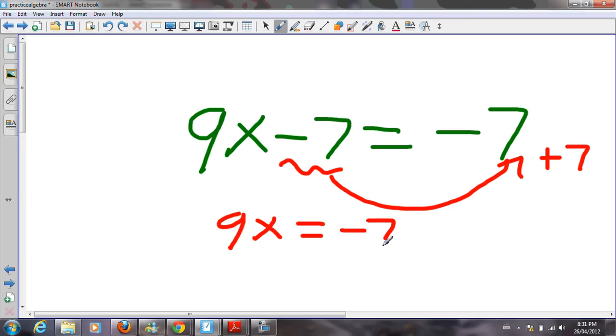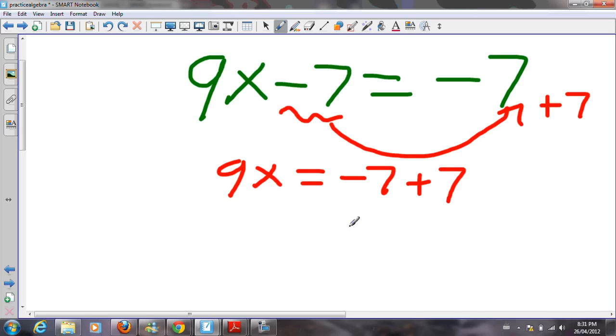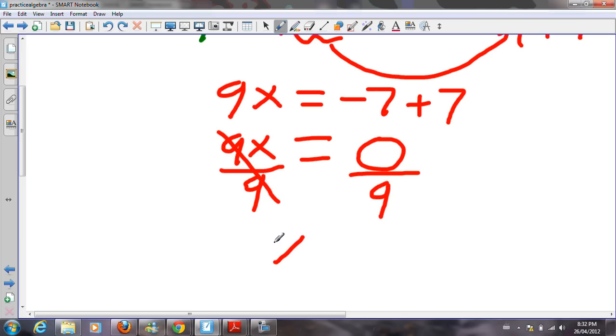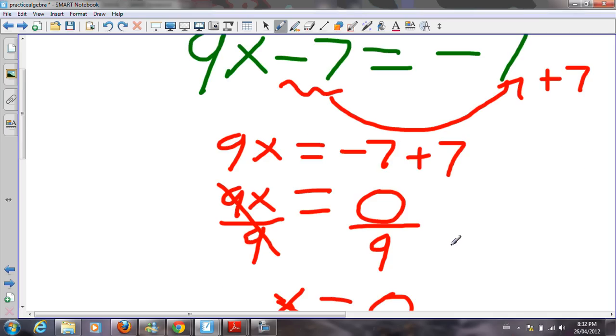equals negative 7 still there, and we've also brought over a plus 7. All of a sudden, negative 7 plus a 7, they cancel each other out to give you 0. Because if you have a negative 7 degrees and you add 7 degrees, you're back to 0 degrees. And of course, 9x is still here. And to get rid of this 9 times x, we must divide it by 9. And of course, we know 0 divided by anything is still going to be 0. So x will be 0 in this case.